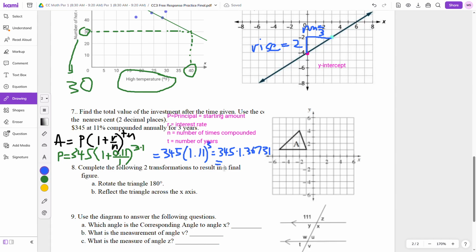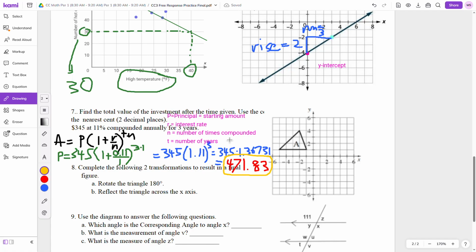And if you multiply those, you get the answer, which is $471.83. And that is the answer for number 7. Okay, and moving on, number 8.